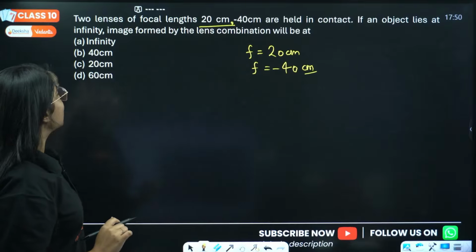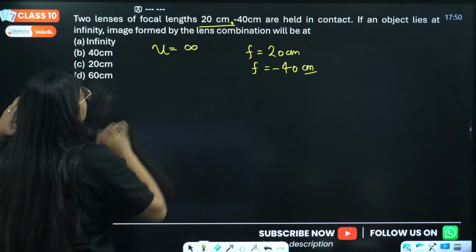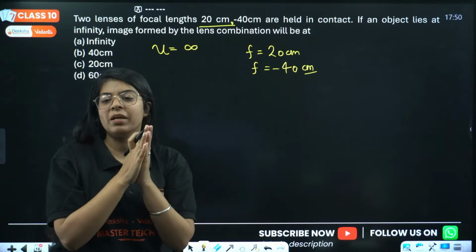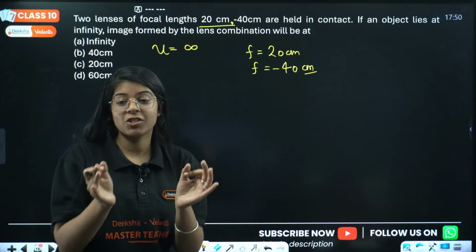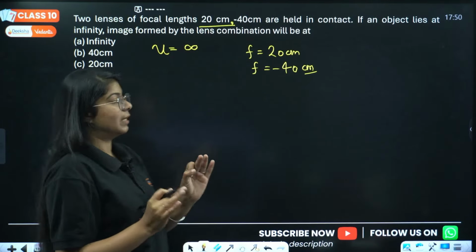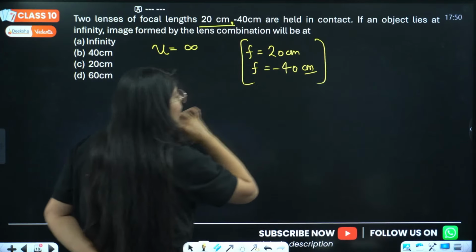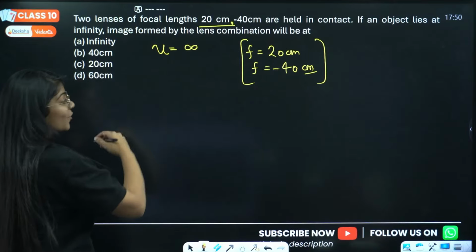If an object lies at infinity, the image formed by the combination of this lens will be what? We have to find the focal length of the combination of these lenses. So if I have two lenses joined together, how will I find the focal length of the combination?